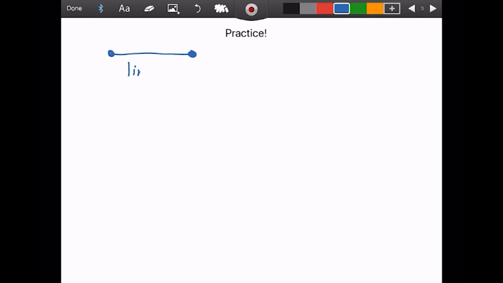Hopefully you're saying that this is a line segment. And if I were to label it and write it, it would look like that. So there's your line segment.